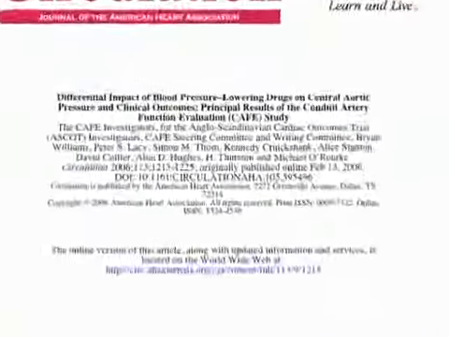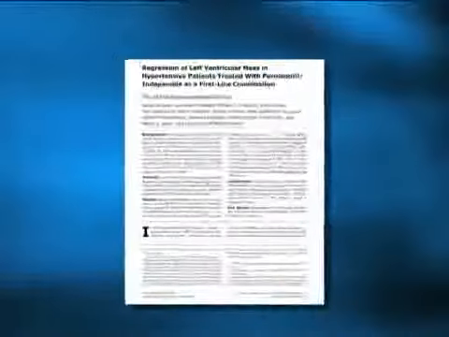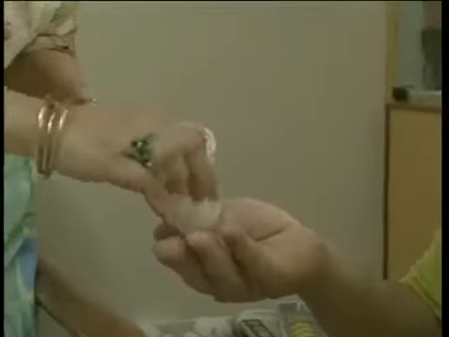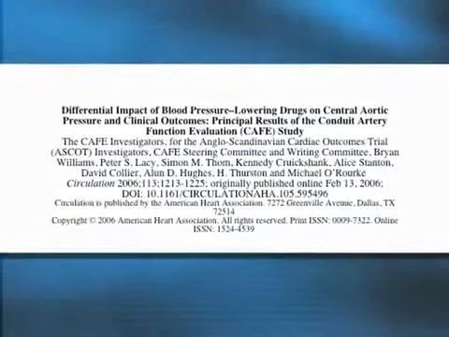What is the significance of having a higher central aortic pressure? There are big studies like the CAFE study. All these studies have shown that different drugs can affect the central pressure differently. For example, in the CAFE study, we have two groups of over 2,000 patients followed up for 5 years, kept at the same blood pressure level for 5 years. They are almost identical, matched for age, for sex, for everything else.